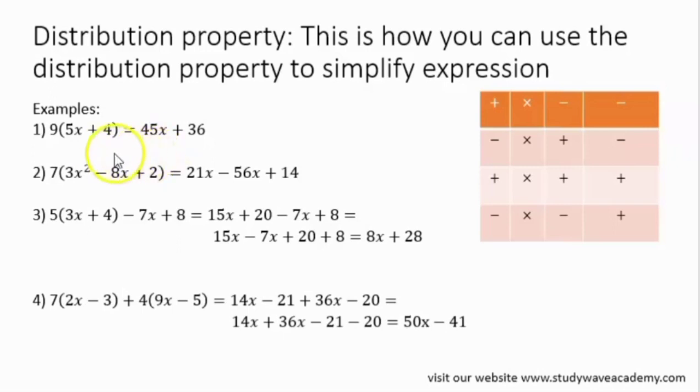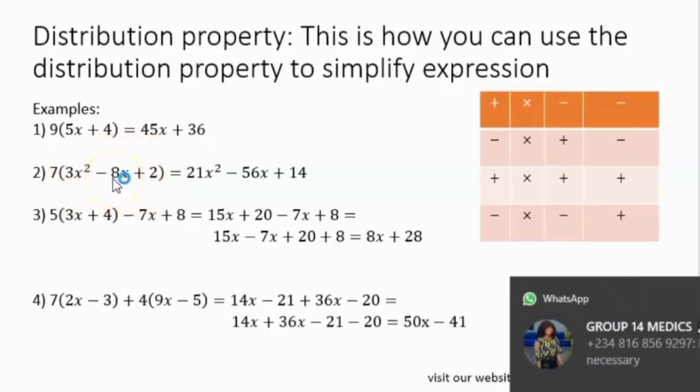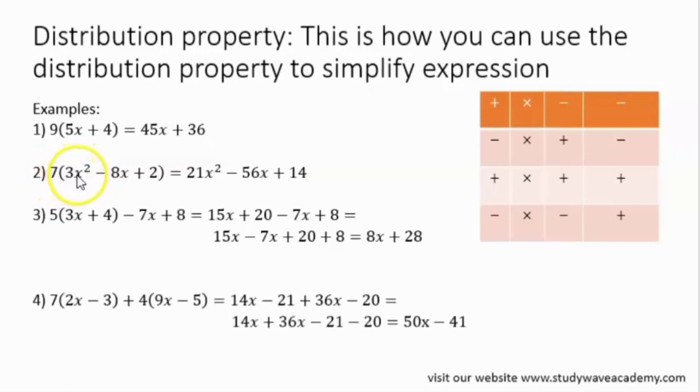Now we're going to be moving over to the next question. The next question is 7 bracket 3x squared minus 8x plus 2. Our next step is to use the number outside, which is number 7, to multiply every number that is inside, right? We said it in our previous action. So now we say 7 times 3x squared. What is it going to give us? 21x squared.